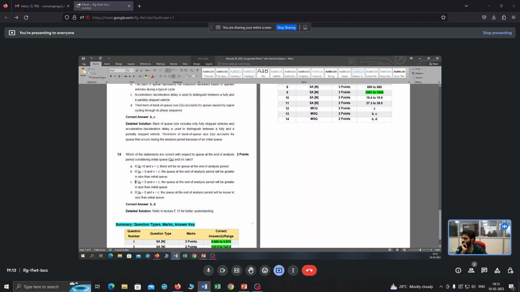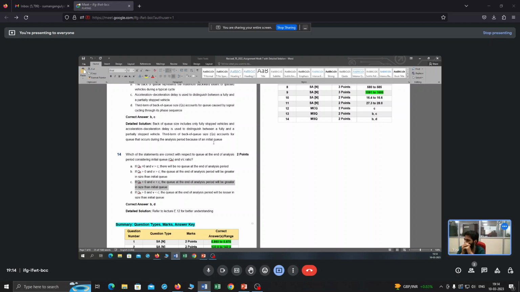Now suppose the third scenario is your QB is greater than 0 and V is less than C, right? So if the scenario is like that, then what is the Q status? It will be less than, right? Because although you have a Q, in the next cycle your volume is less than your capacity. So obviously your Q at the end of the analysis period will be lesser in size. It will reduce because your demand is reducing.